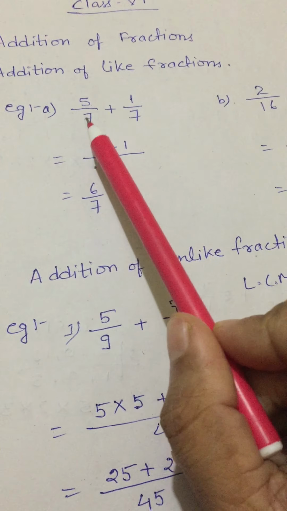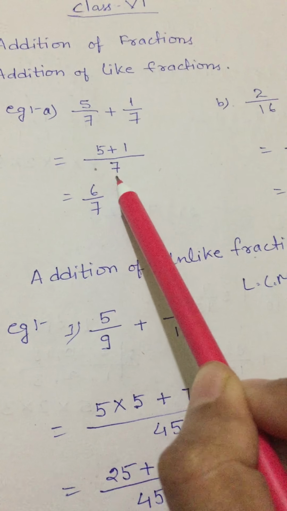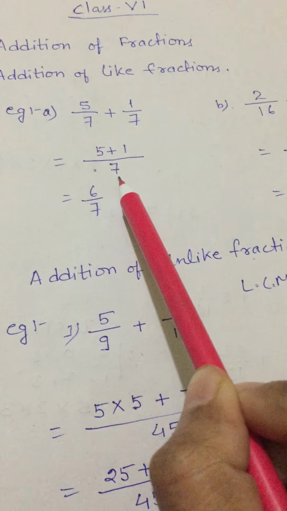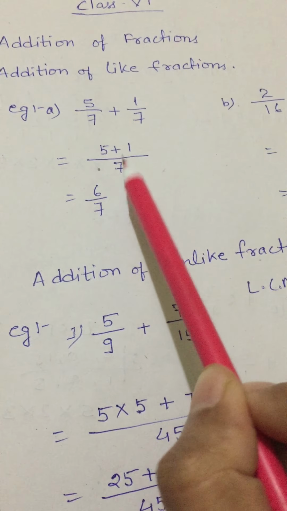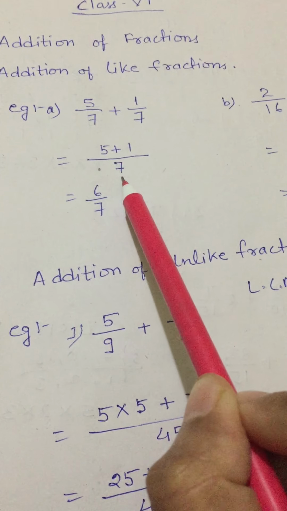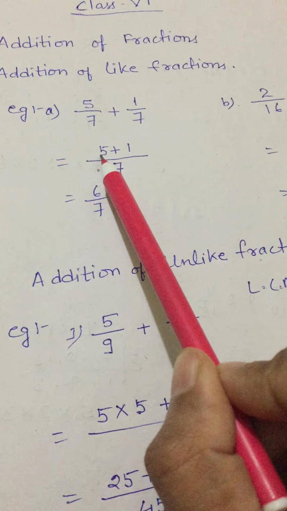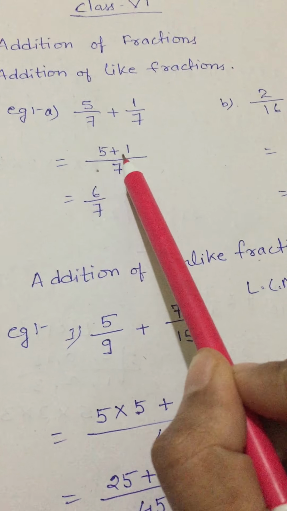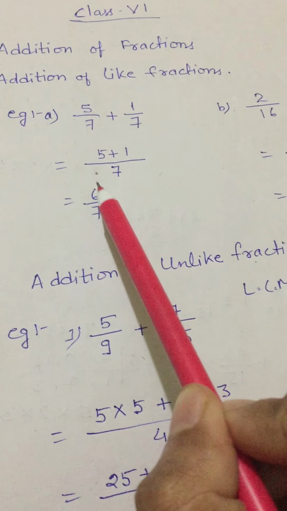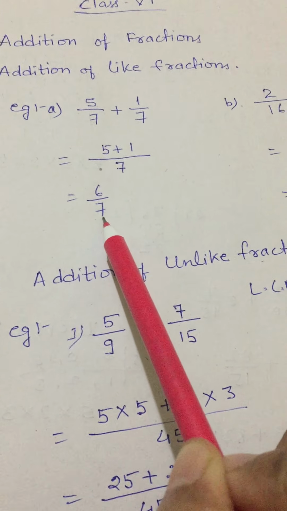You don't have to add 7 plus 7, 14. You don't have to write like that, okay? That will be wrong. You have to only write the denominator one time and you have to add numerators. 5 plus 1, 6 by 7 is the answer.